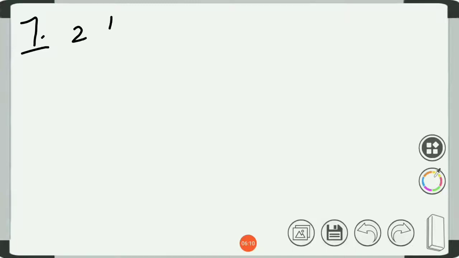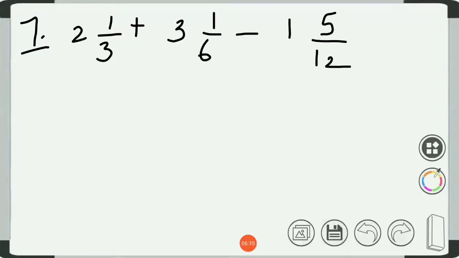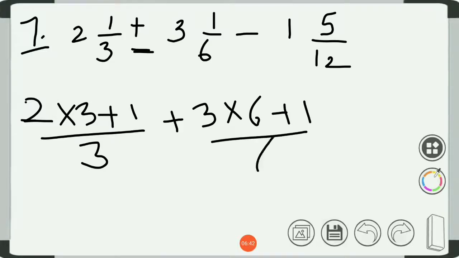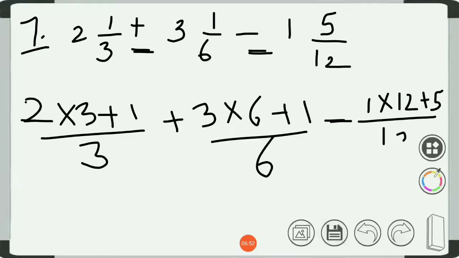Now next, question number 7, which is 2 1 by 3 plus 3 1 by 6 minus 1 5 by 12. You have to convert these mixed fractions into improper fractions. How do you convert it? You have to do 2 into 3 plus 1 upon 3. If there is a plus sign, put the plus sign here. Then 3 into 6 plus 1 upon 6, minus, because there is a minus sign. Then 1 into 12 plus 5 upon 12.